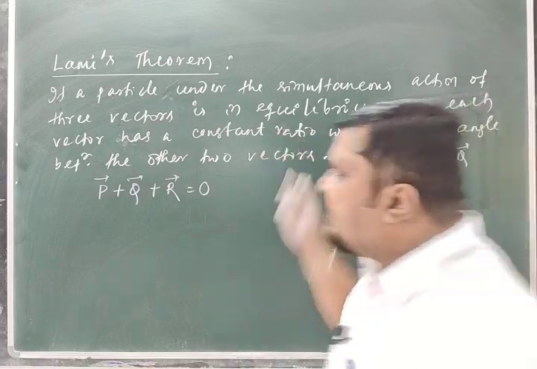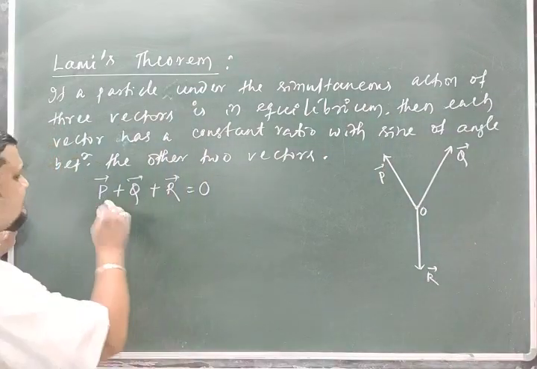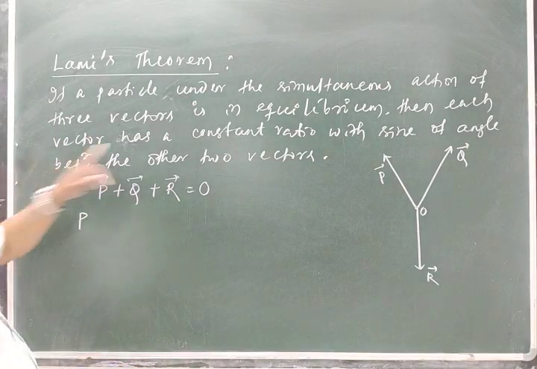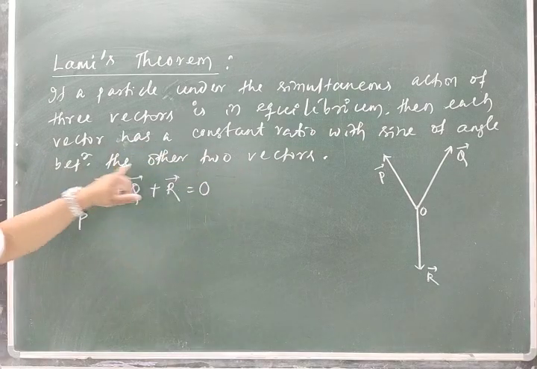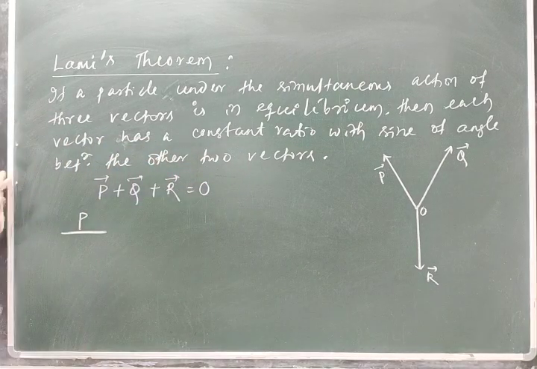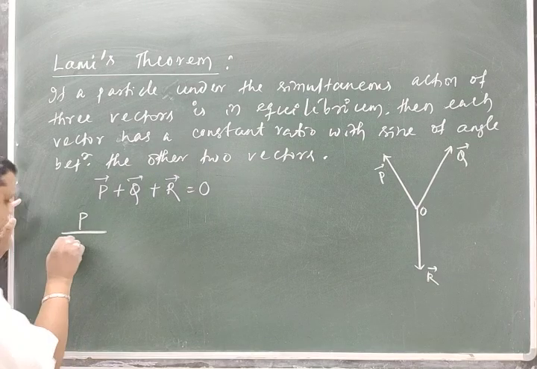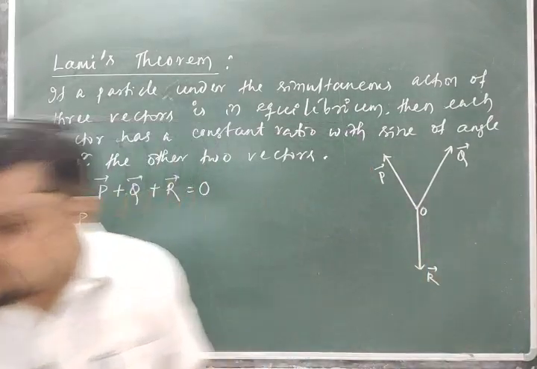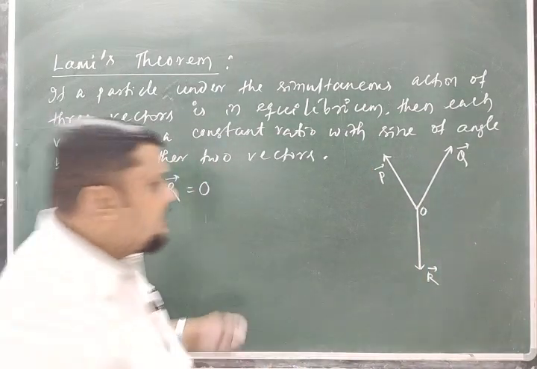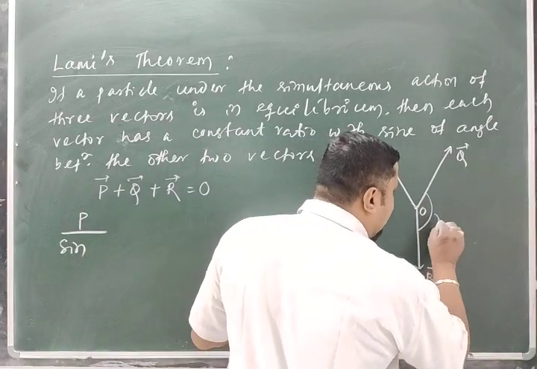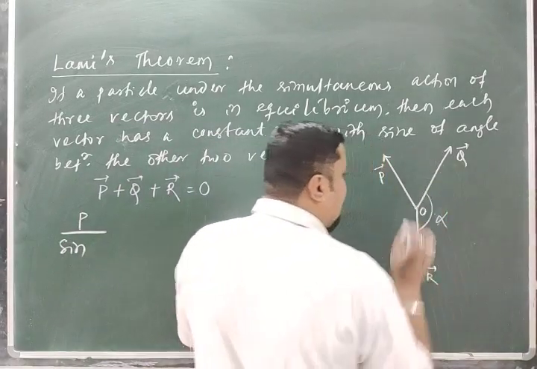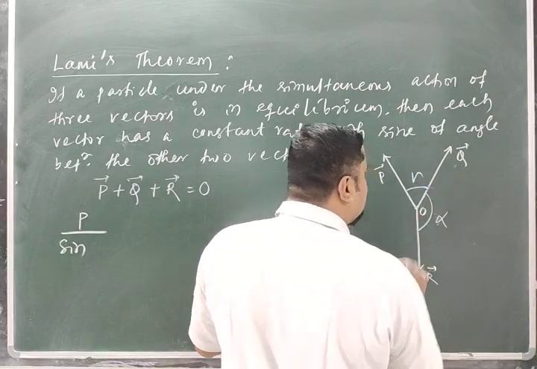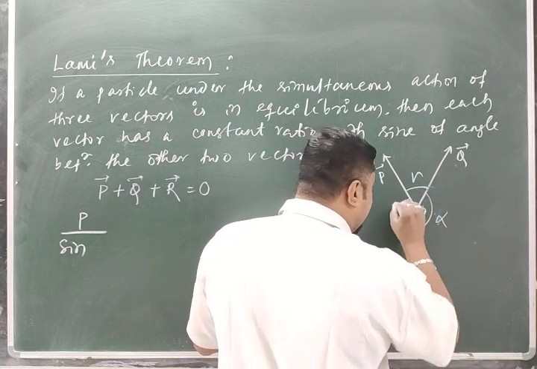Then each vector has a constant ratio. Suppose one of the vectors, P, has a constant ratio with the sine of the angle between the other two vectors. Constant ratio means P by sine of what is the angle between the other two? Let us show the angles like that. Let the angle between R and Q be alpha. Let the angle between P and Q be gamma, and between P and R, let this angle be beta.